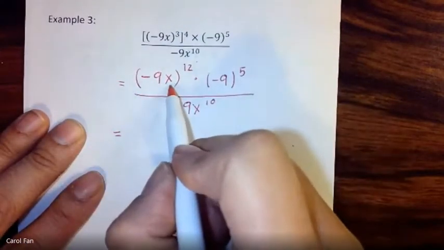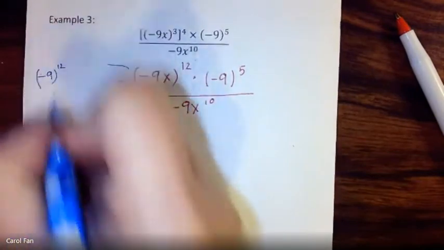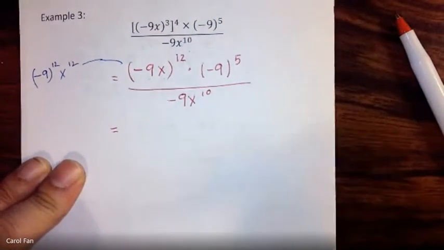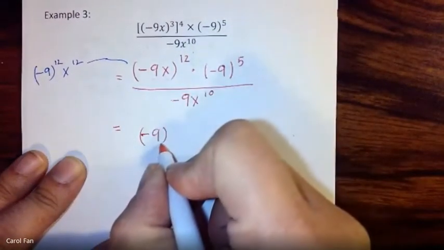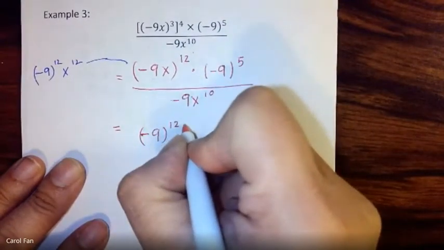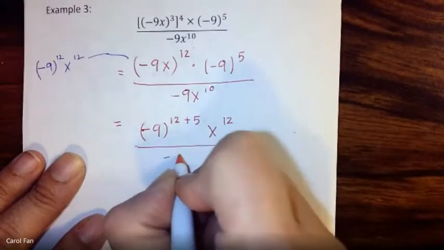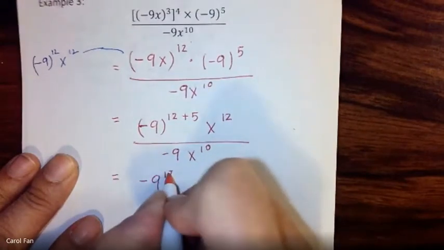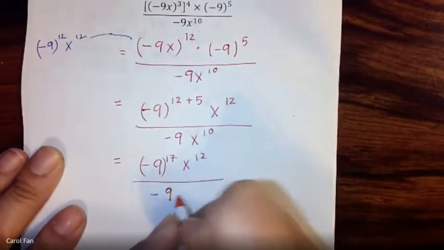I'm going to rewrite this on the side just to show that I have negative 9 to the power 12 and x to the 12. So in our numerator, we are going to use our product rule to simplify. So when I have the -9 base, it's to the power of 12 plus 5, and I have x to the 12. All of it is divided by -9, x to the 10. Let's simplify again. So -9 to the power of 17, x 12, over -9, x 10.